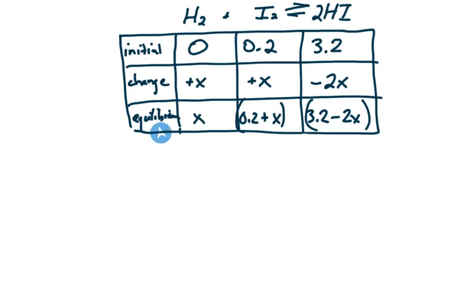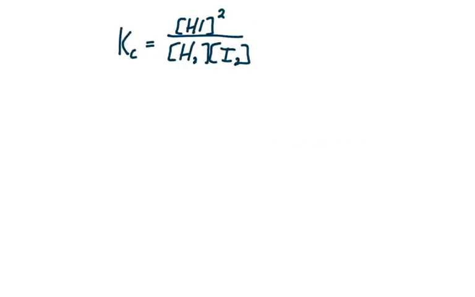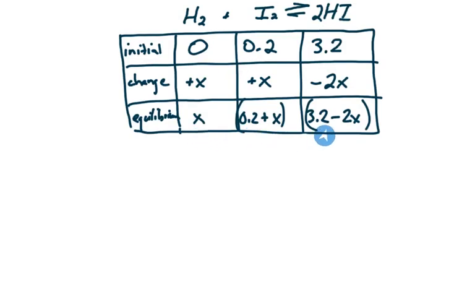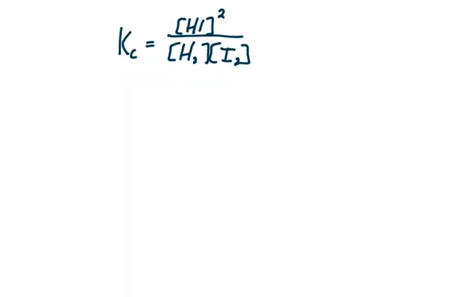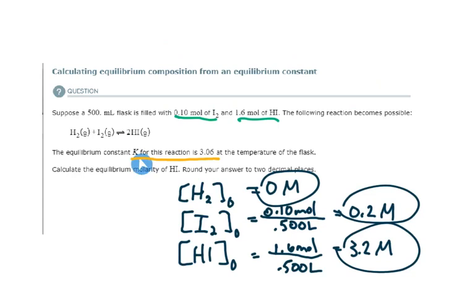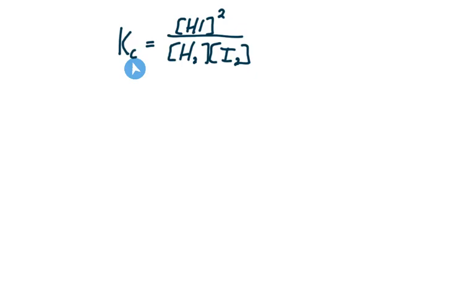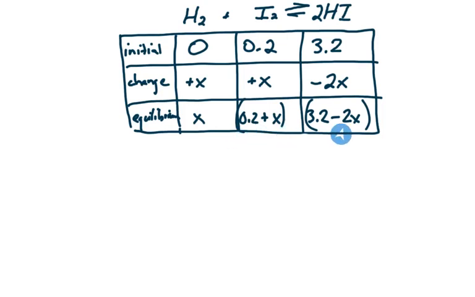The equilibrium concentration of H2 is equal to x. The equilibrium concentration of I2 is equal to 0.2 plus 2x, and the equilibrium concentration of HI is equal to 3.2 minus 2x. What if I took these and substituted them here and took what we know K to be, 3.06, and substituted that here? Then we can work backwards and solve for x, and then just plug x in here and have our answer.